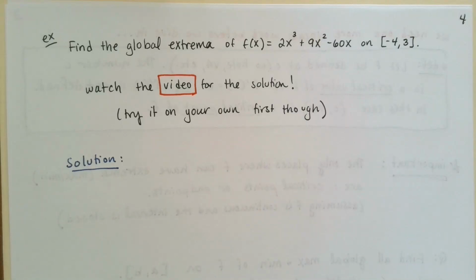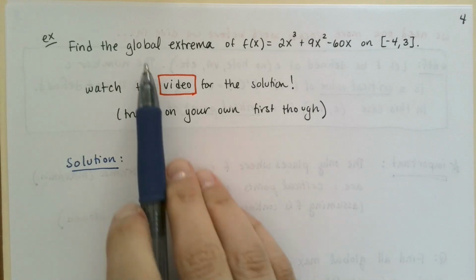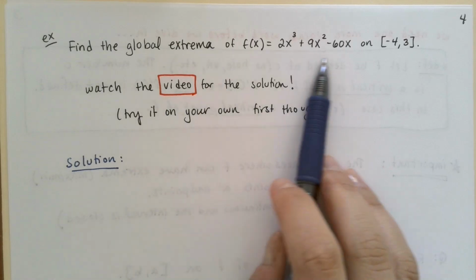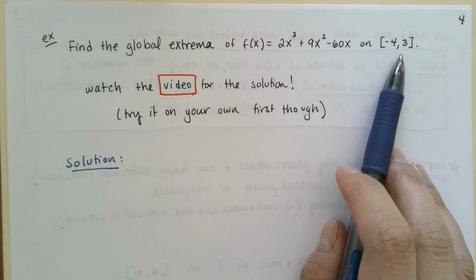Welcome back. In this video, I'm going to do the solution to the example at the end of the extreme values section. So just like the example before it, we're asked to find the global extrema, so this means max and min, of this cubic polynomial on this interval.